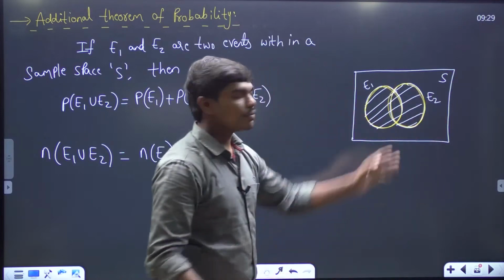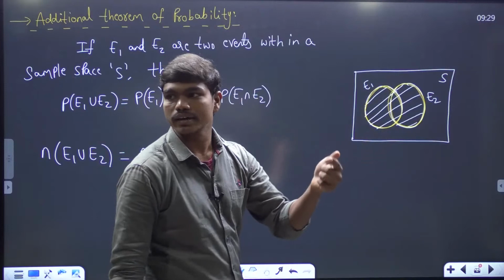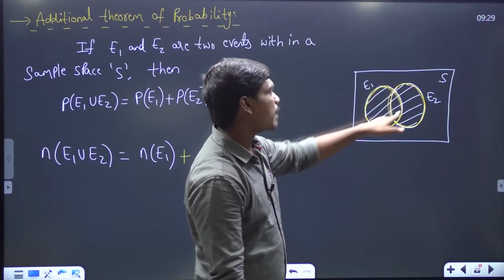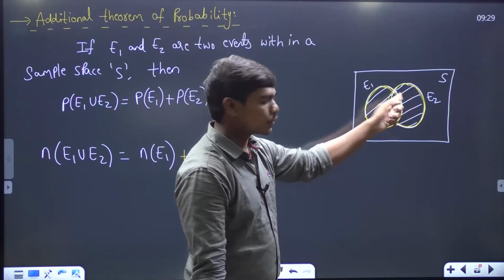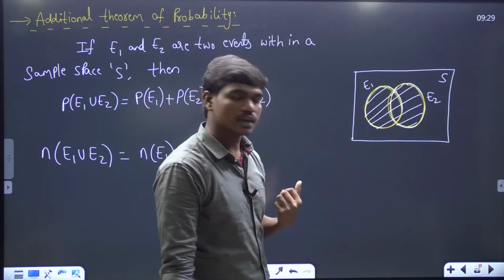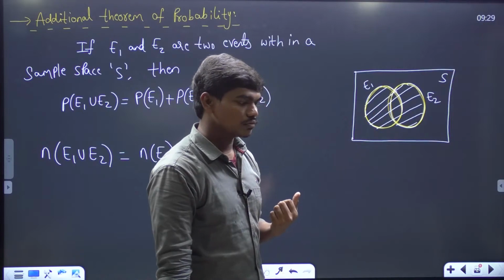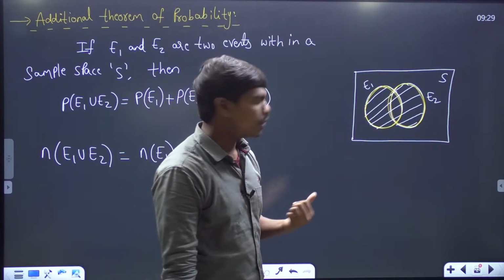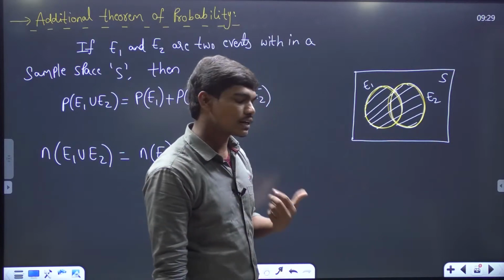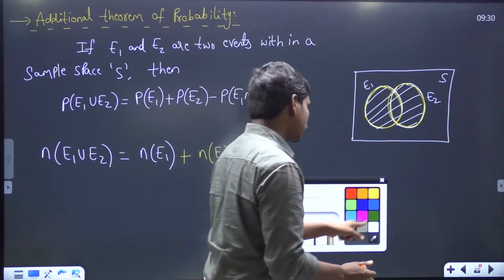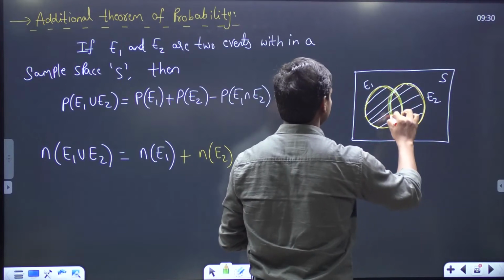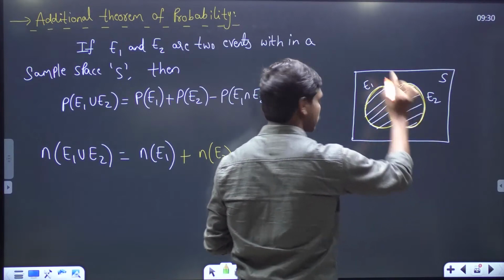But now, if I am adding these two, one part is getting repeated, correct? If I want to calculate this total region, I am adding these two regions independently. So one portion is getting repeated in this calculation. What is that portion? Could some of you tell me what is that portion that is getting repeated when I am adding these two? Common part, which is E1 intersection E2, which means this part which we are talking about is getting repeated, correct?